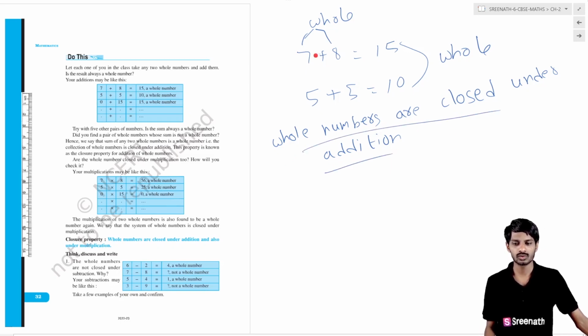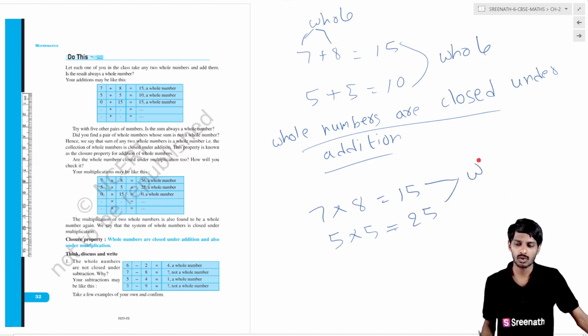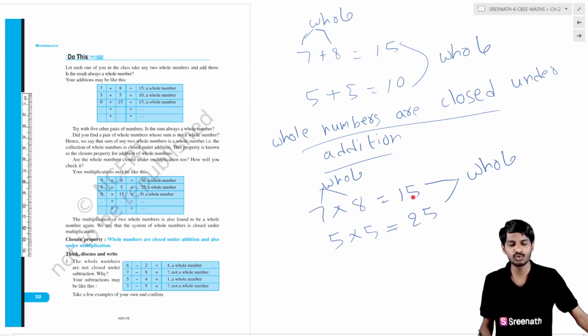Now this is about addition. Now again take another two whole numbers, or the same two numbers, and multiply both whole numbers. Again you are getting some result. 7 into 8 gives rise to 56. And again 5 into 5, you multiply both numbers, you are getting 25. These two are also whole numbers, so we have taken two whole numbers and multiplied them, and you are getting a new answer that is also a whole number.